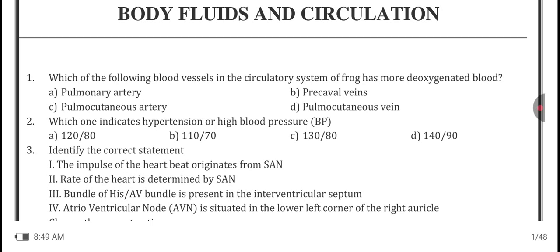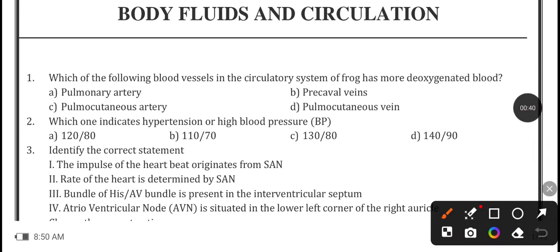Here we are going to discuss some important questions of the topic body fluids and circulation. So the first question is, which of the following blood vessels in the circulatory system of the frog has more deoxygenated blood? Option A is pulmonary artery, option B is precaval veins, option C is pulmocutaneous artery, and option D is pulmocutaneous vein. In the frog, more deoxygenated blood is carried by the pulmonary artery. So the correct option is A, pulmonary artery.